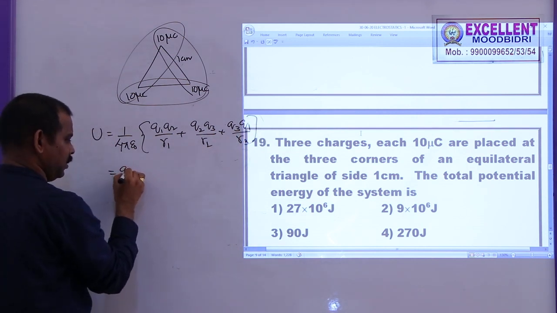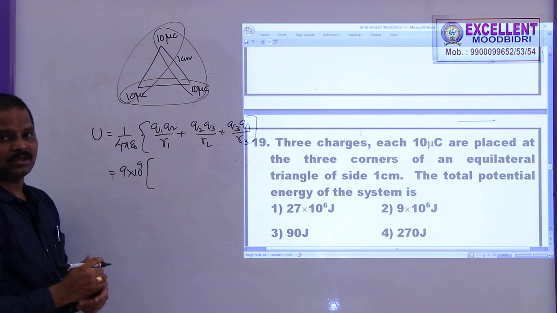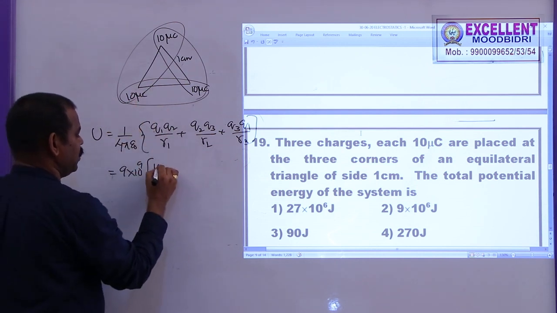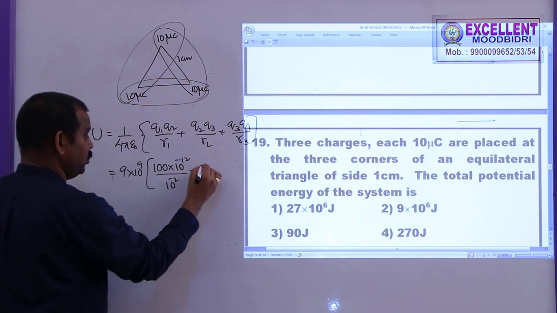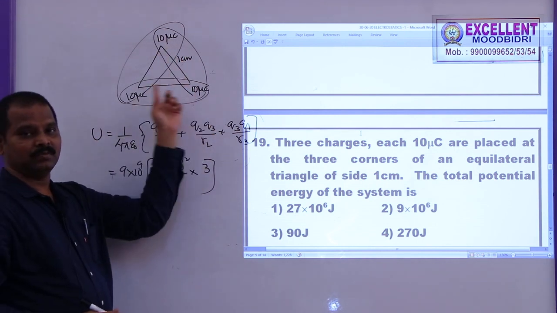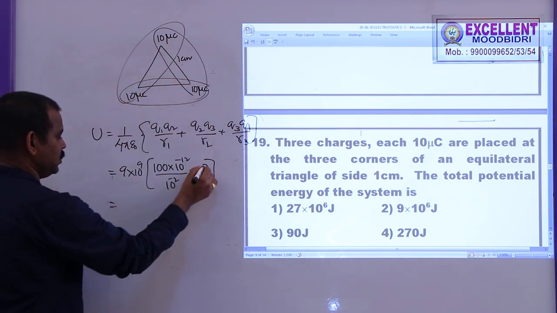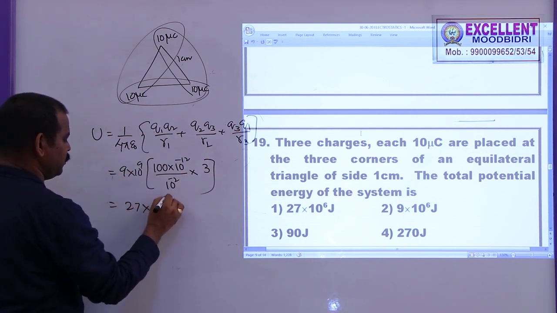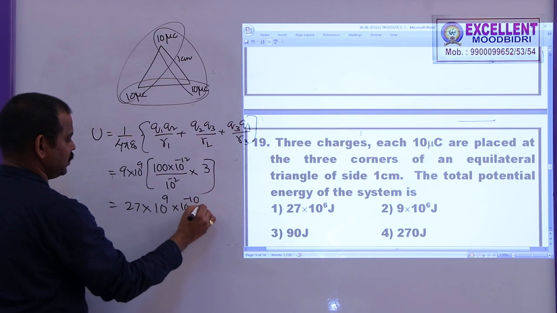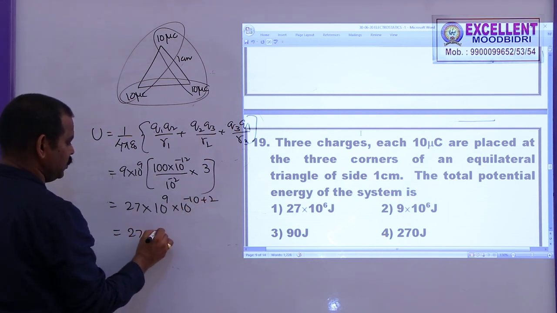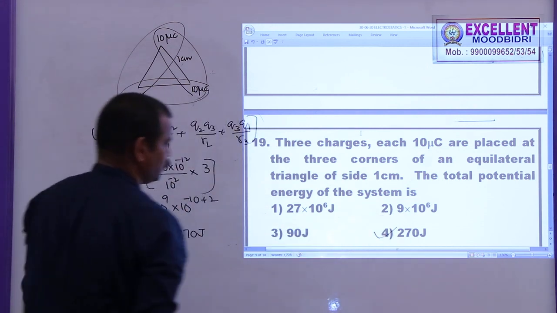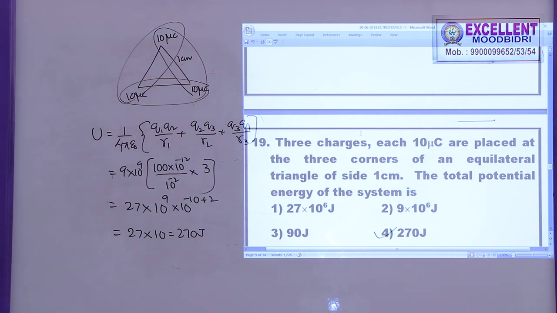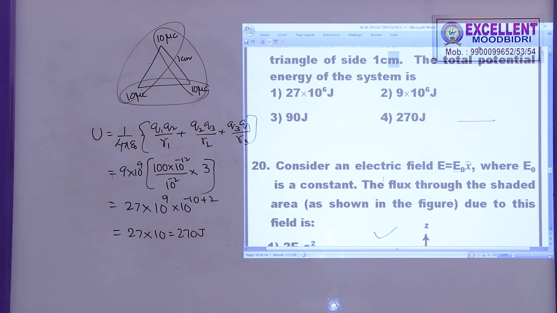So this will become 9 into 10 power 9. What are the charges here? 10 microcoulomb. So this is 10 into 10, 100, micro into micro is 10 power minus 12, by the distance 10 power minus 2, into 3, because all these pairs have similar charges and a similar distance. So 9 threes are 27 into 10 power 9 into 10 power minus 10 plus 2. So this will become 27 into 10, which is 270 joules. So option 2 is correct. Be careful while converting the centimeter. We have to convert the centimeter into meter, then only can we solve this problem.